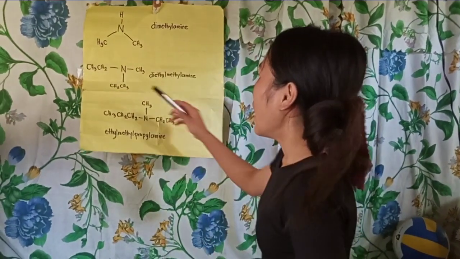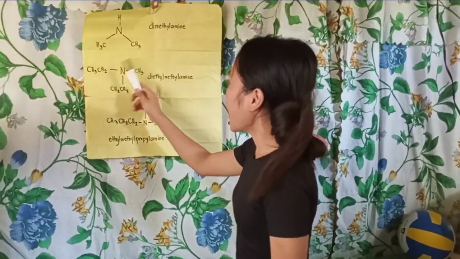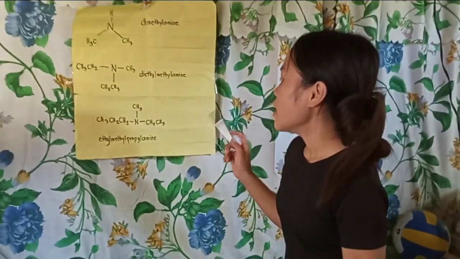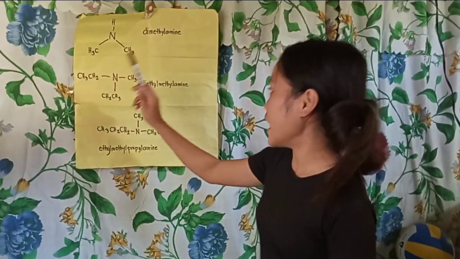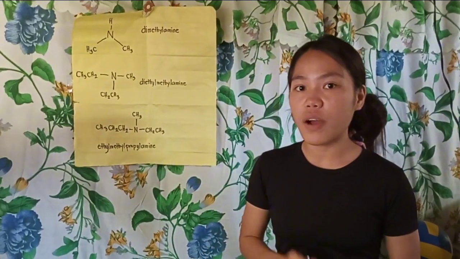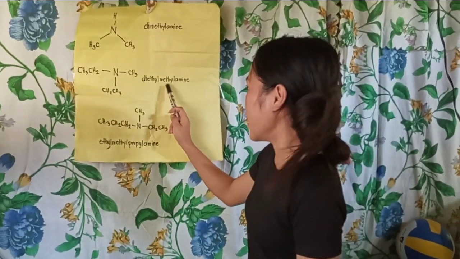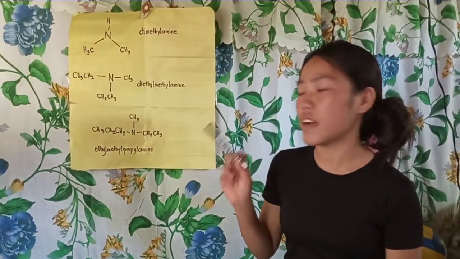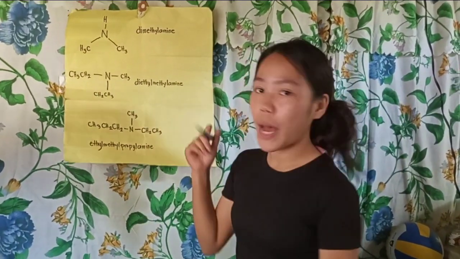Next, example number 2: nitrogen with 2 ethyl and 1 methyl attached. Since there are two ethyl groups, we use the word di, so diethyl, and then methyl, and then we add the word amine, so diethylmethylamine.